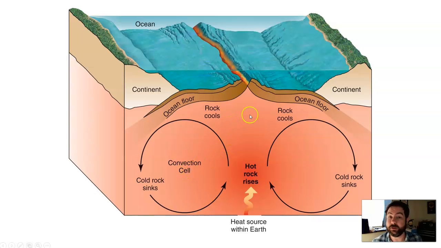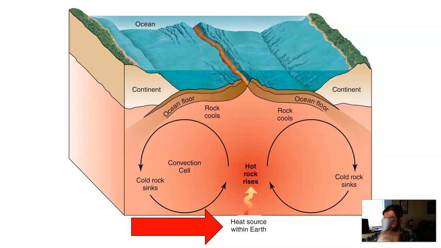Again, movement happens very slowly. Remember, the plates move as fast as your fingernails grow. That's how fast the mantle material moves. Again, it's mostly solid, but it's all driven by this heat source within the Earth. In a lava lamp, we have the light source, so that serves as the energy source of heat.